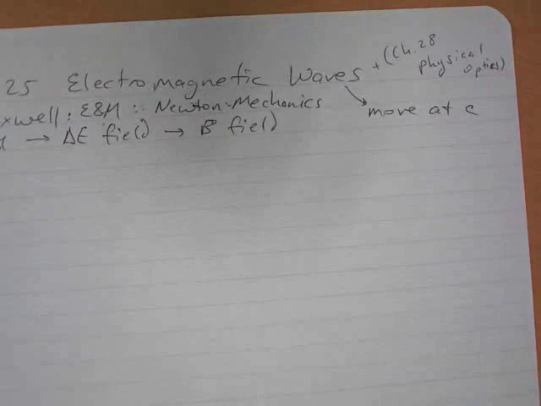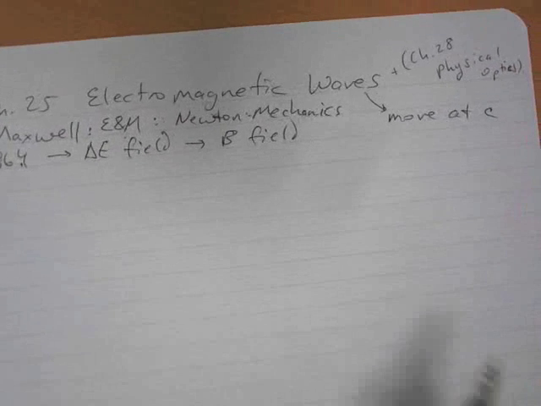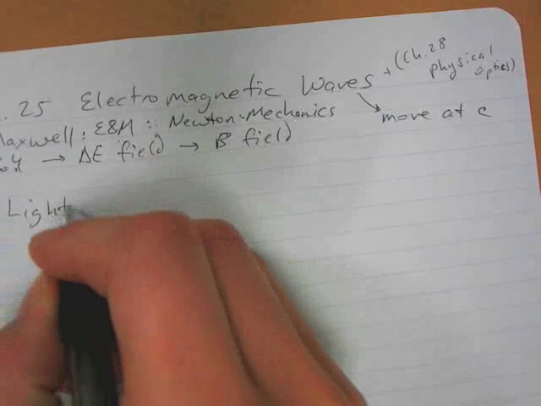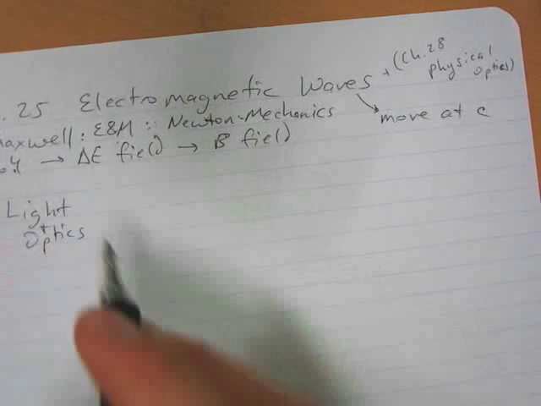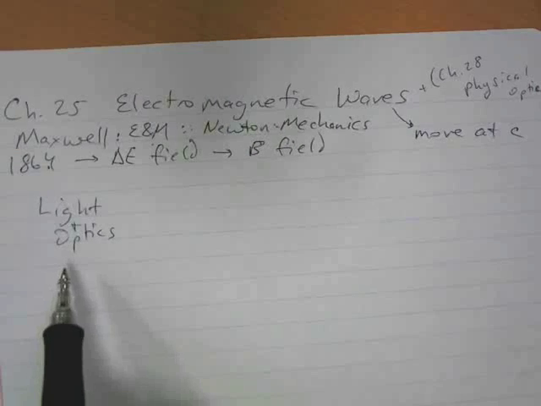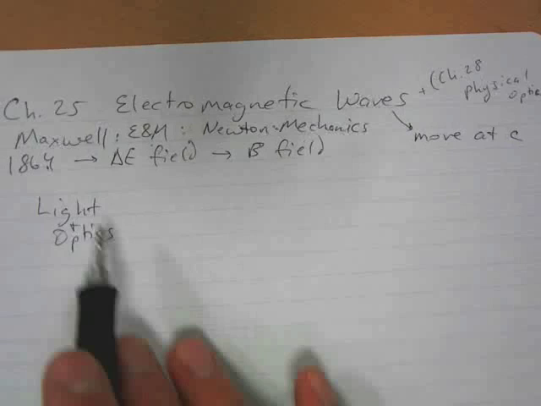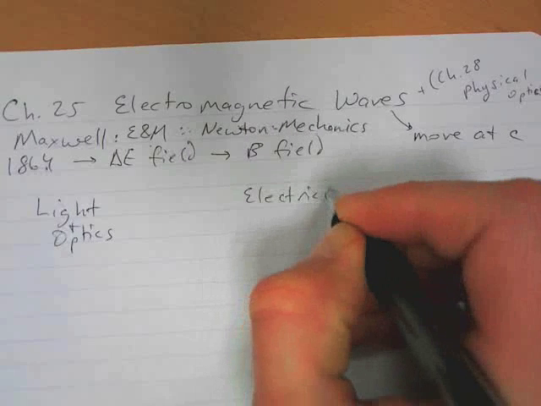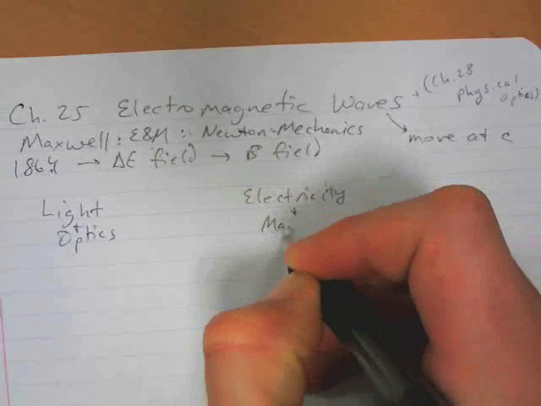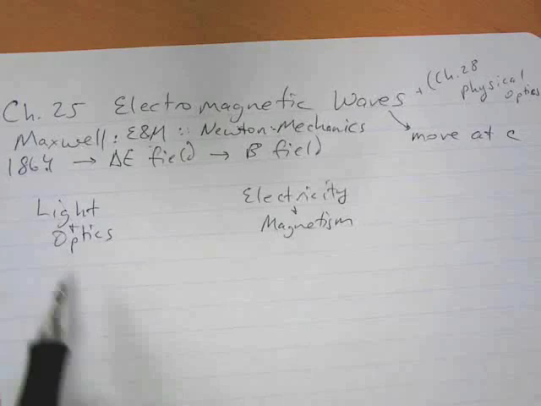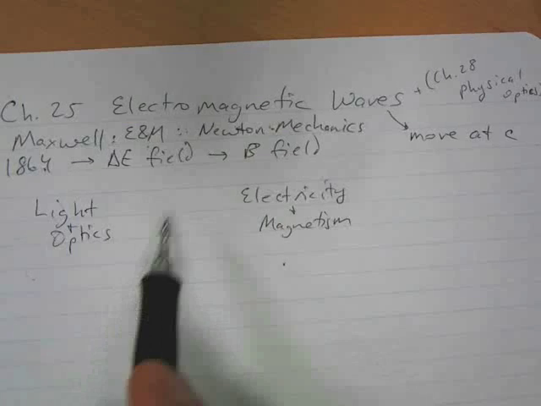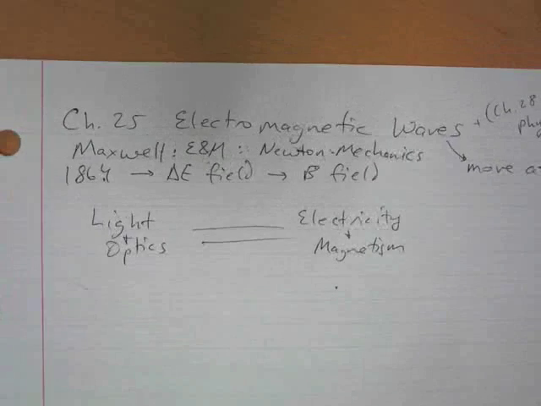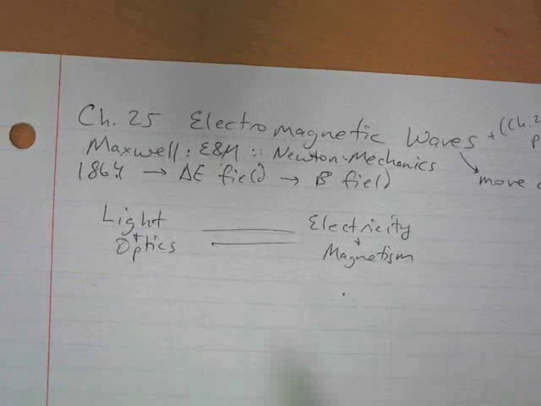And this was pretty groundbreaking, because at the time light and optics were a thing. Newton also had a pretty important paper regarding optics. There was light and optics being studied, and then there was electricity and magnetism also being studied, and they were kind of separate fields at the time. But Maxwell's theory brought them together and showed that they were connected, and that light was actually electromagnetic.